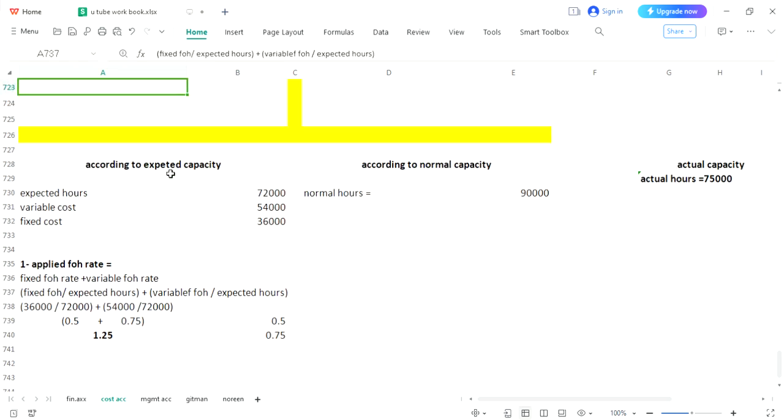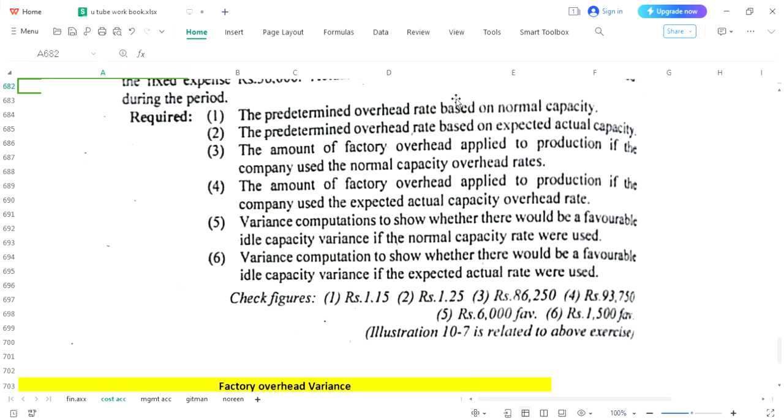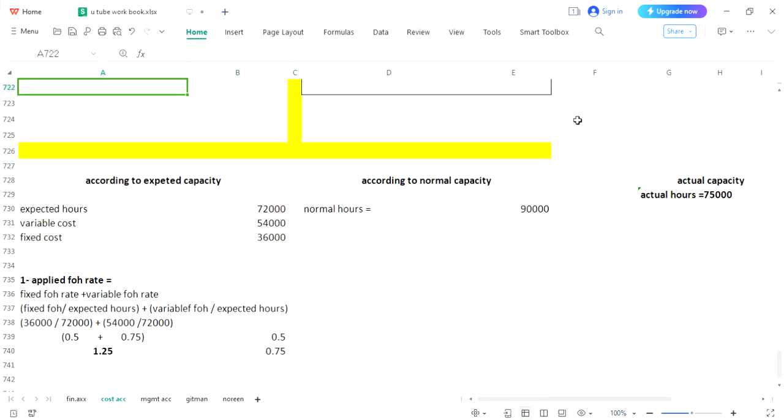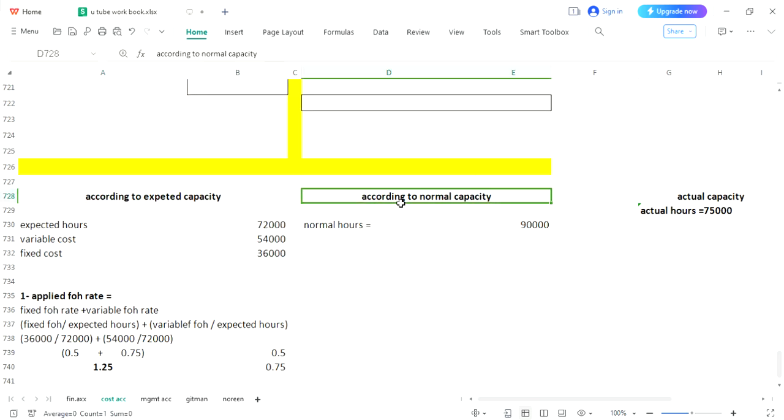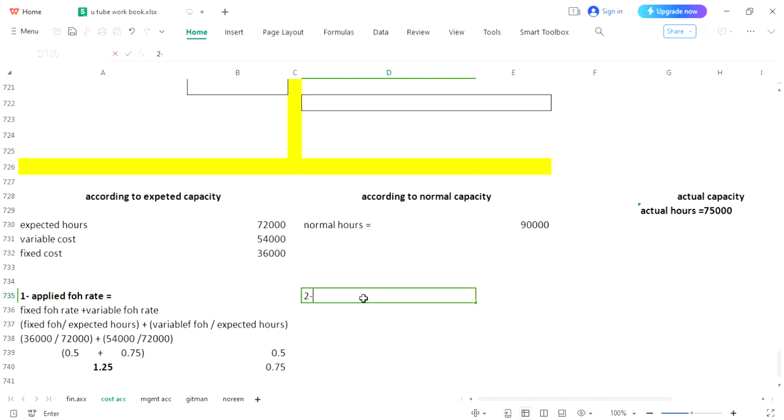Now we are going to solve our first part, which is asking for predetermined factory overhead rate based on normal capacity. Whatever we have done over here was according to expected capacity, and now we will be calculating the same thing according to normal capacity. So our requirement is to calculate applied FH rate, but it would be based on normal capacity. Keep it in your mind. Again, this has two dimensions, fixed FH rate, and then we will add variable FH rate.